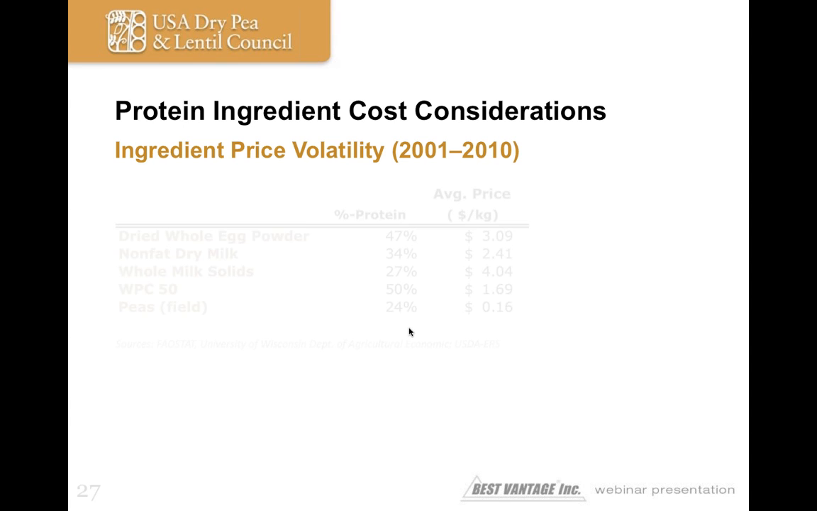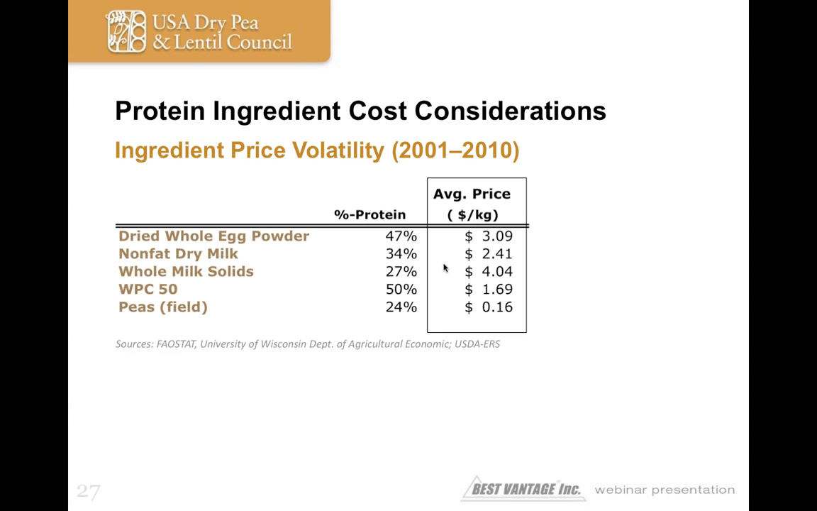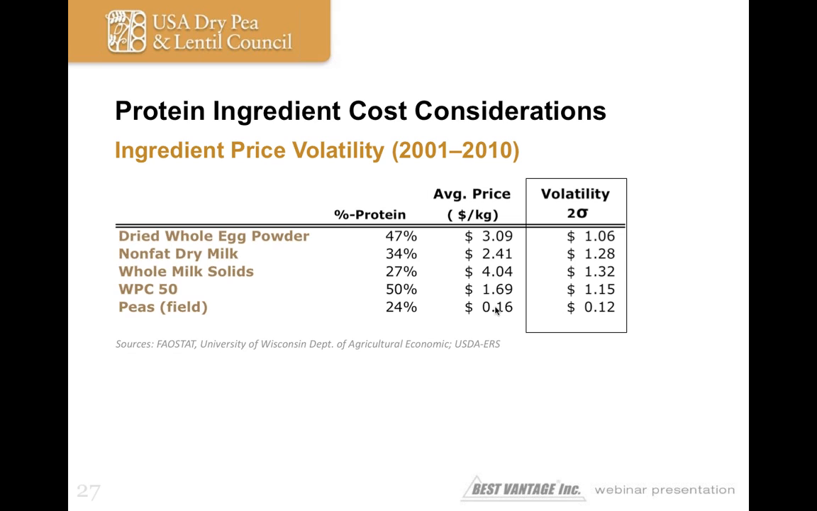If we look at ingredient price volatility for these raw materials, again looking at the average price in dollars per kilogram over a 10-year period, we find that the average price of peas over this period was 16 cents per kilogram. We define the volatility as two standard deviations over and below the mean. Looking at dried whole egg powder, we have a volatility of plus or minus $1.06 per kilogram, or about a third of the price of protein.